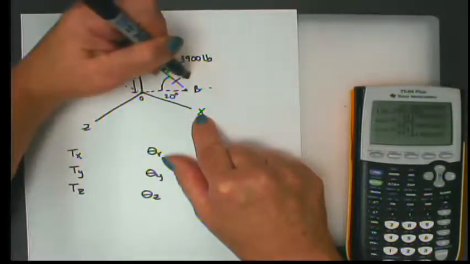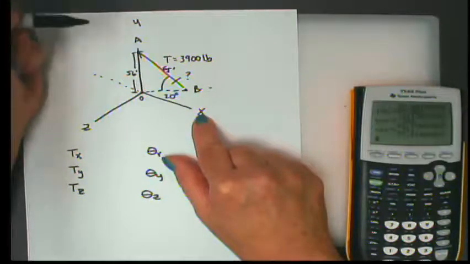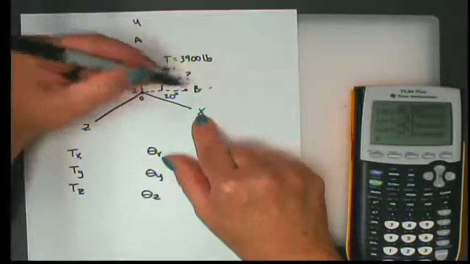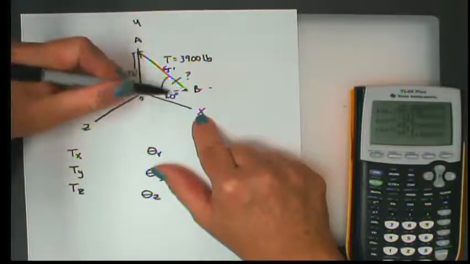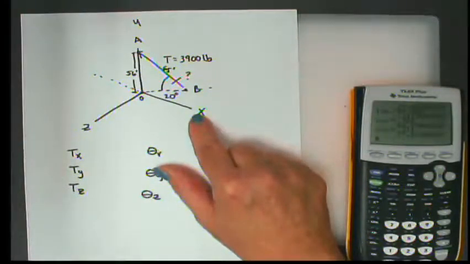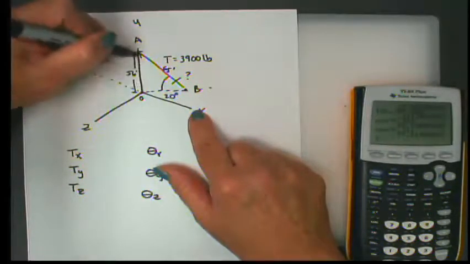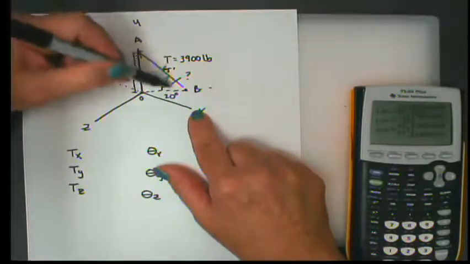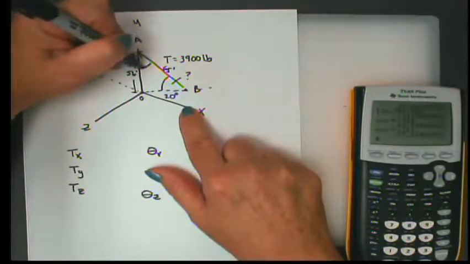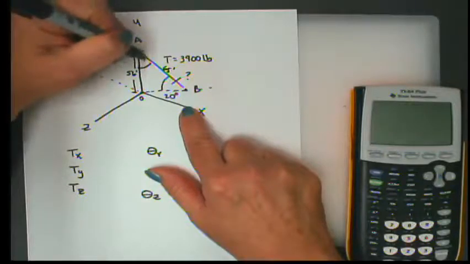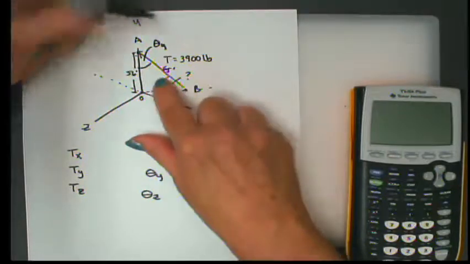But what is this angle? In other words, what are we going to have to do to project this 3,900 pound force into the XZ plane? The answer can be seen not by the force triangle, but by the triangle of the geometry of the location. Our y component is 56 feet long, and our hypotenuse, or the overall length, is 65 feet long. So we can find this angle, theta y, because we have the hypotenuse and the adjacent.